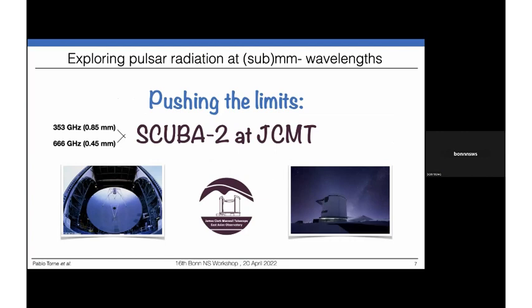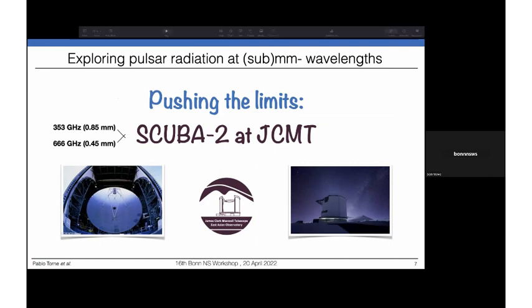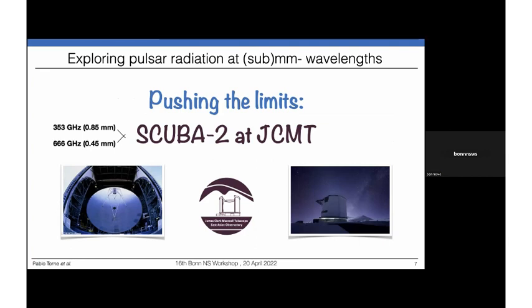Then sometime after, I spent some time in Hawaii. I was very lucky to work with the James Clerk Maxwell telescope, and they have another camera called SCUBA-2 that is similar. It's not a kinetic inductance detector camera. For those of you who like the technology, it's a transition edge sensor camera, but it's kind of similar. Very large instantaneous bandwidth, and it can observe in two windows simultaneously, 350 gigahertz and 660 gigahertz. So now we are within the submillimeter window.